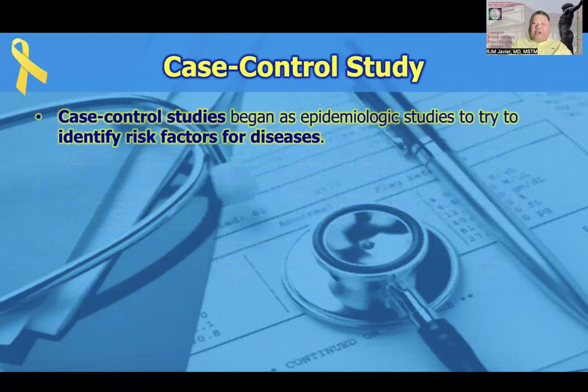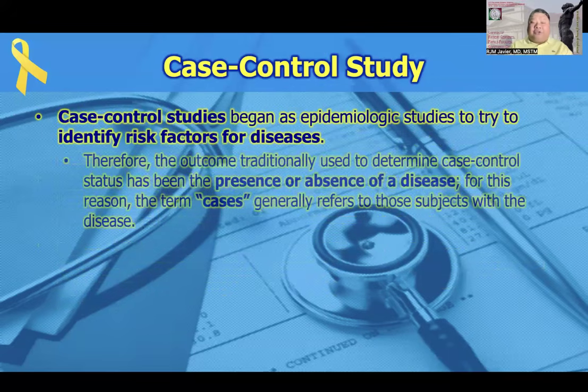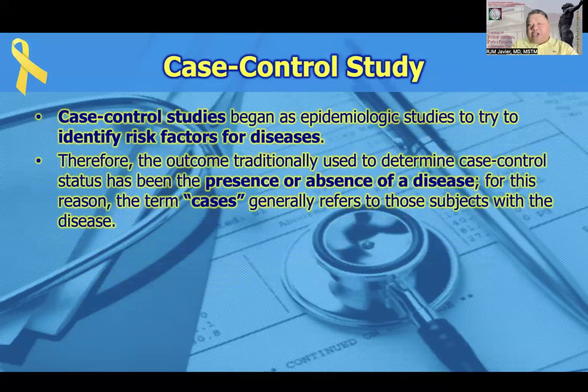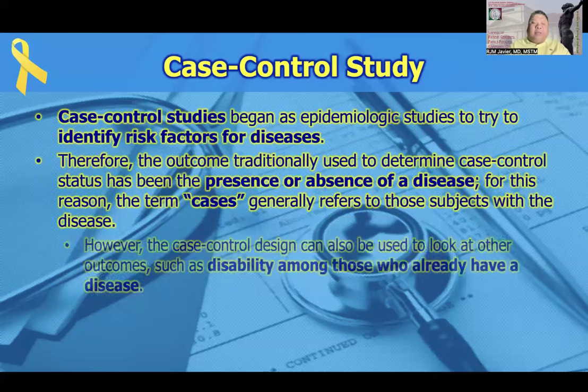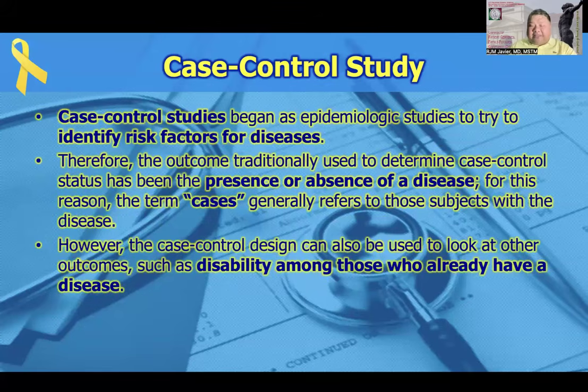When we talk of case control studies, they are very useful in identifying risk factors for certain diseases. The outcome traditionally used to determine case control status has been the presence or absence of the disease, and as mentioned previously, the term cases would often refer to those individuals with the disease already. However, the case control design can also be used to look at other outcomes, including disability among those who already have the disease.